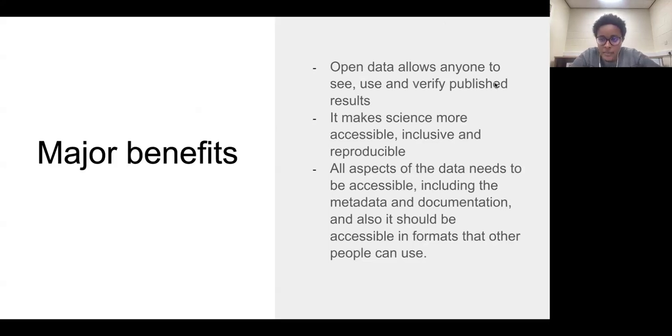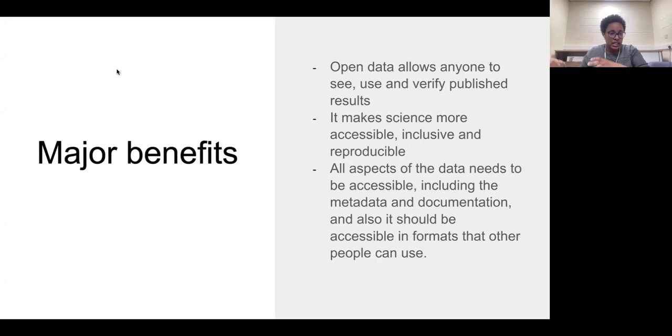So by making open data accessible and available to everyone, that means that anyone can see it and use it to verify published results. This means that science becomes more critical for people who are doing it, because anyone can redo the methods, reuse the methods that a certain researcher used to put out their results.